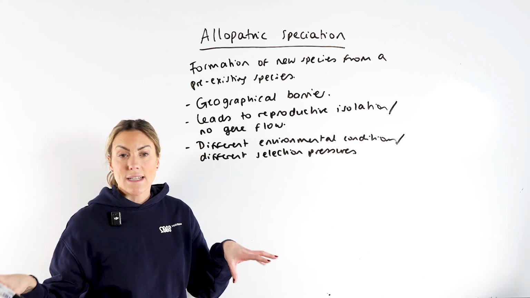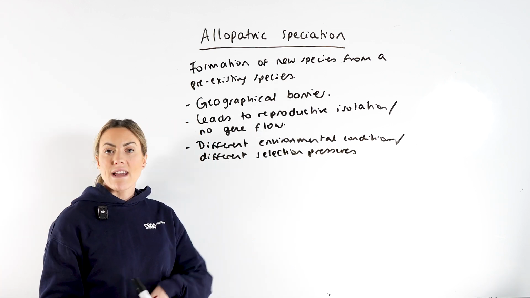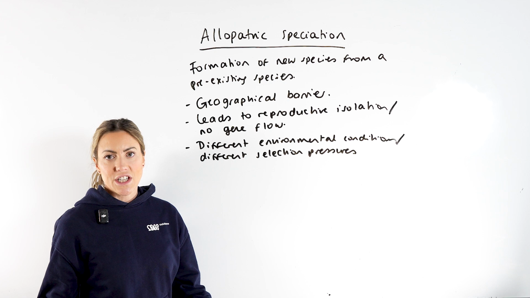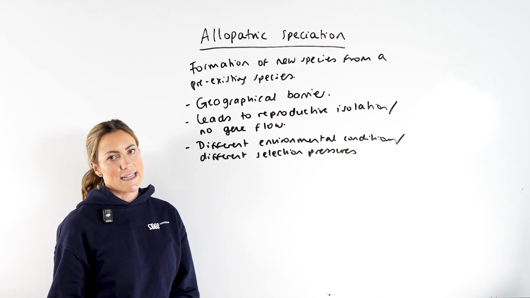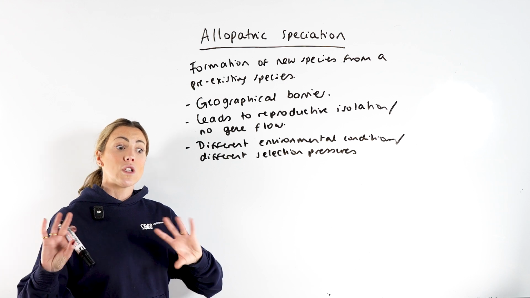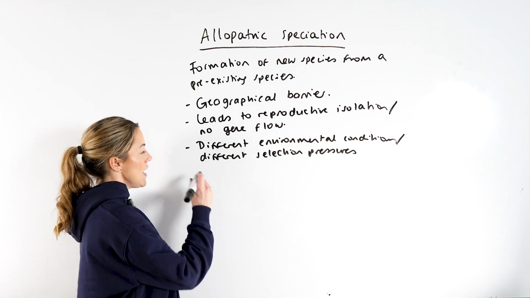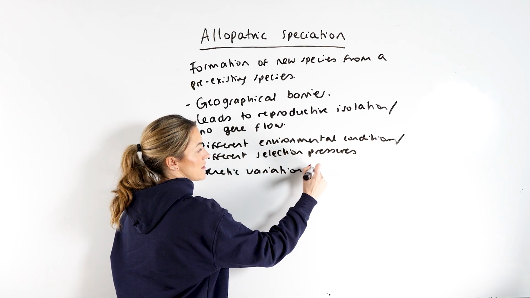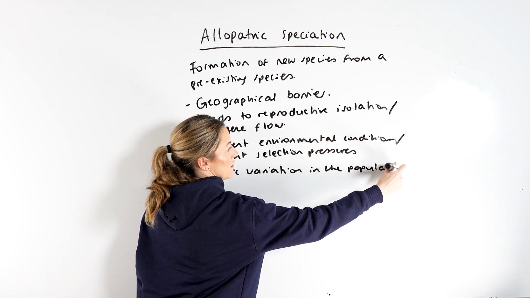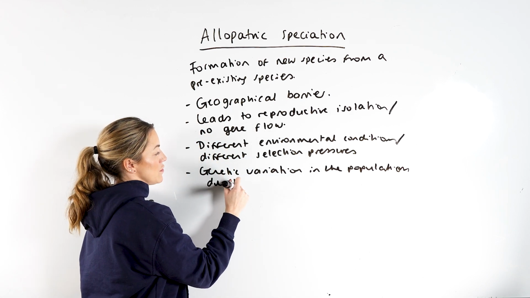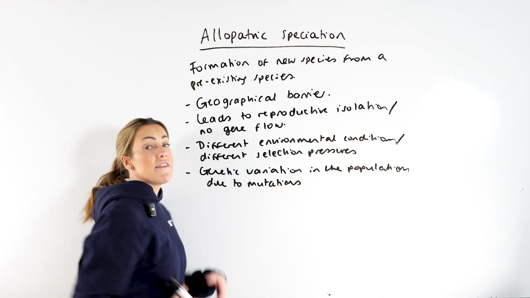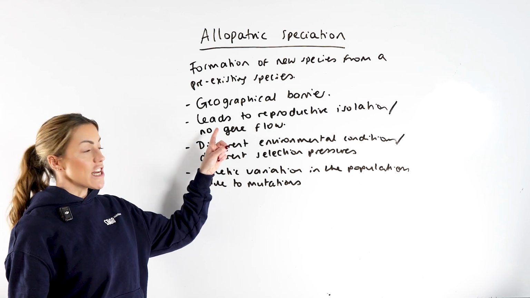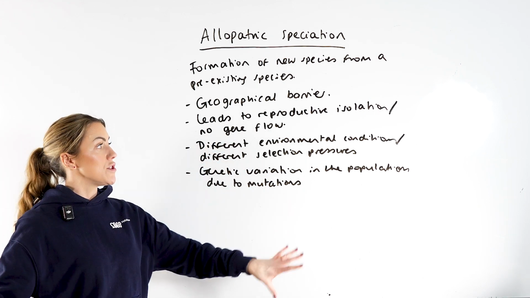So there might be different predators on each side of the geographical barrier. There might be different food availabilities, there might be different diseases, or there just might be different environmental conditions, different temperatures, different soil pHs, different light intensities. There's got to be some difference that is going to cause them to evolve in different ways, right? And then we've also got to remember that there will be genetic variation in the populations. And this genetic variation will be due to mutations, changes in the DNA base sequence that can give rise to new or different alleles.